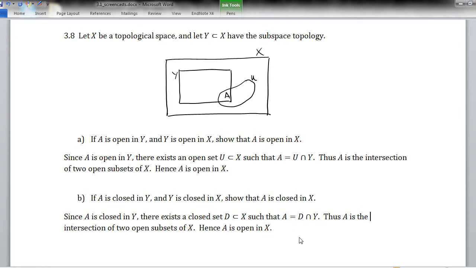And okay, thus A is the intersection of two closed subsets of X, right? We said D is closed in X, and by assumption Y is closed in X. And the intersection of two closed sets is closed. And we're done.